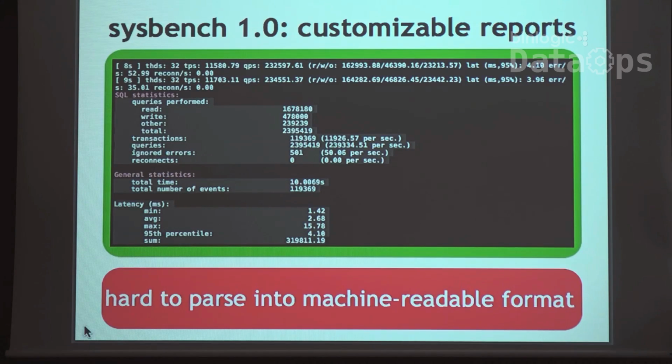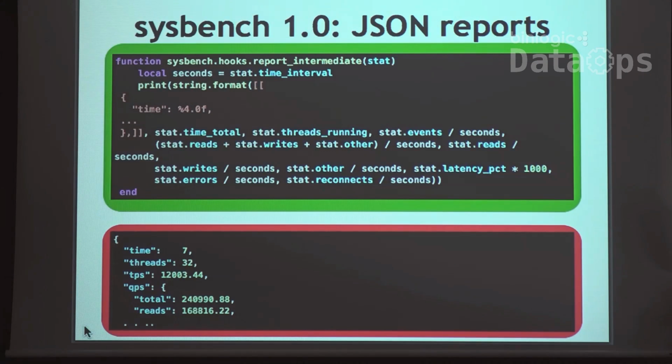So it has been a frequently requested feature to dump those results in some machine parsable format, like JSON, for example. So it's now possible by implementing report hooks. Here's an example of a report hook which dumps statistics in the JSON format. Basically, a report hook receives a structure containing all statistics that Sysbench uses itself to dump reports in the default human-readable format. And you can use those numbers to print reports in whatever format you want. It can be JSON, it can be CSV, whatever.